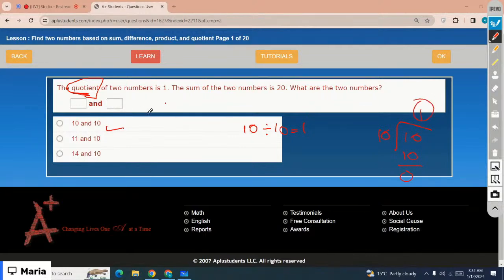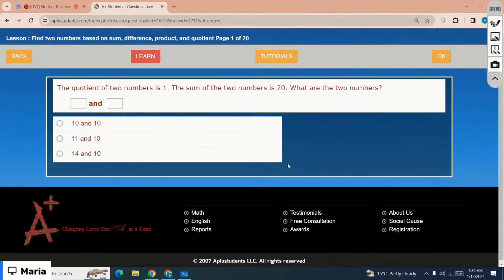So 10 divided by 10 is 1. And also when you add, 10 plus 10 makes 20. So option number 1 is the correct option. Got it? 10 and 10 are the numbers. Their quotient is 1 and their sum is 20. So option number 1 is the correct option. Got it?